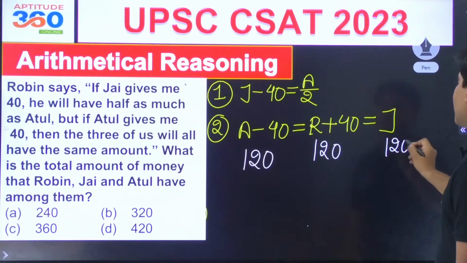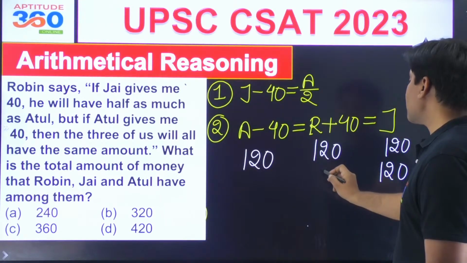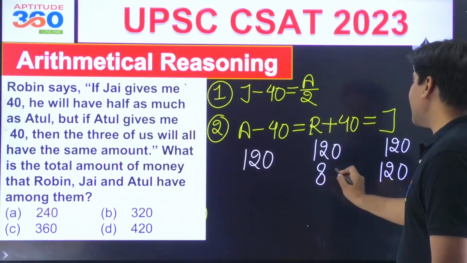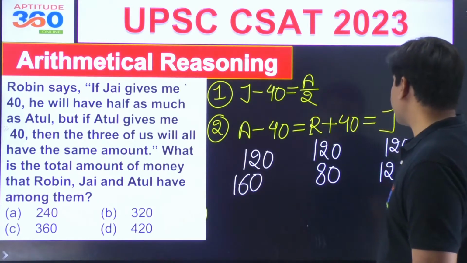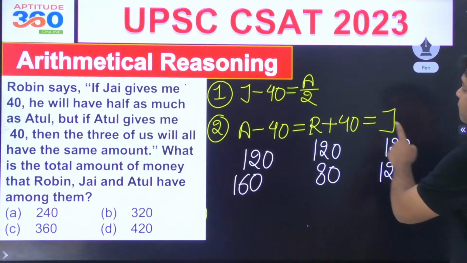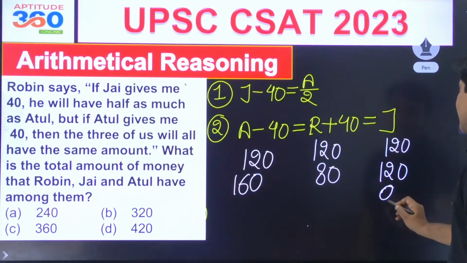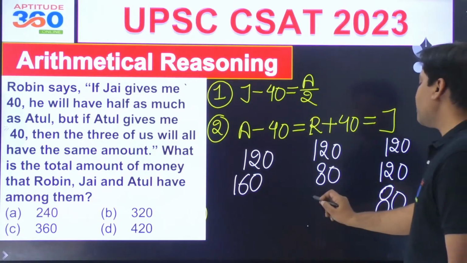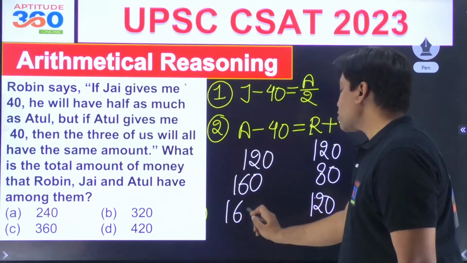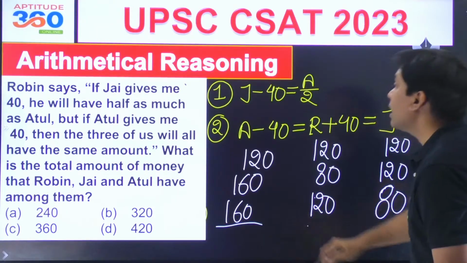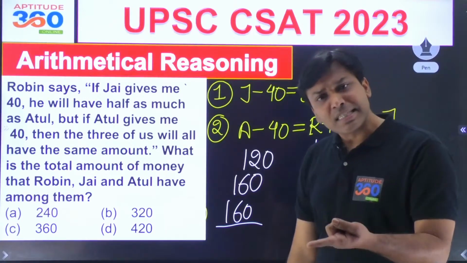So how many Jai is gonna have? 120. How many Robin is gonna have? He's gonna have 80. And how many he will have? 160. And if Jai gives 40 to Robin, so Jai will be having 40 minus this value, which is what? 80. And this person will be having 120. And this person is going to be having 160. Now see the number of coins with Atul and number of coins with Jai. Is it half? Yes, it is half.